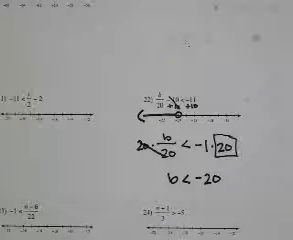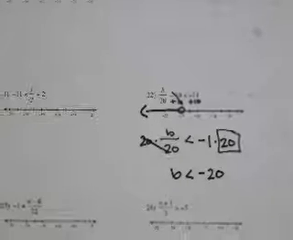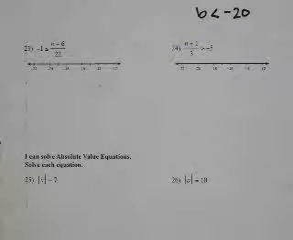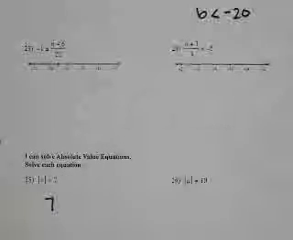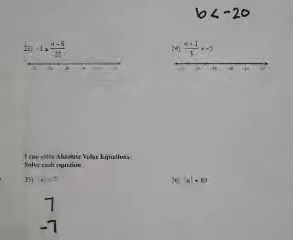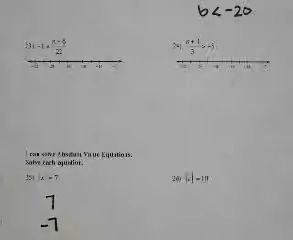Okay, I'm going to move on to absolute value. Remember, absolute value means distance, and distance is always positive. So on number 25, the absolute value of x equals 7. This problem is asking what two numbers are a distance of 7 away from 0 on the number line. So the number 7 is 7 spaces away from 0 on the number line, but the number negative 7 is also 7 spaces away from 0 on the number line.